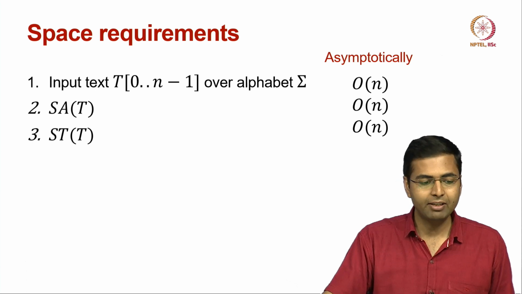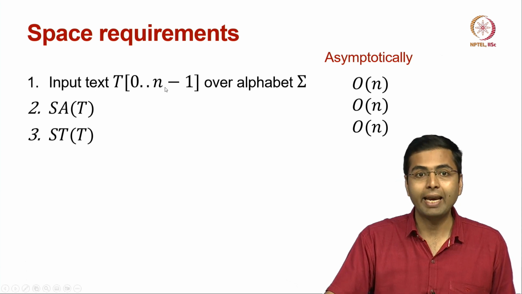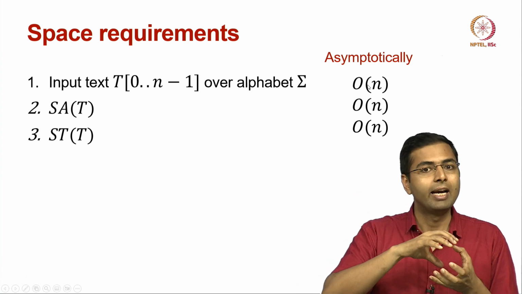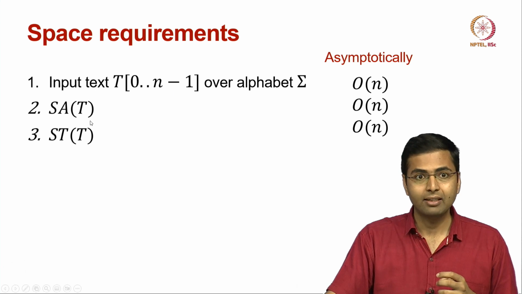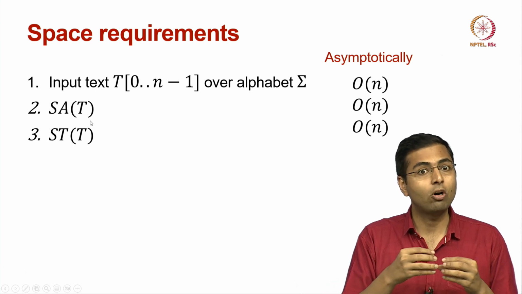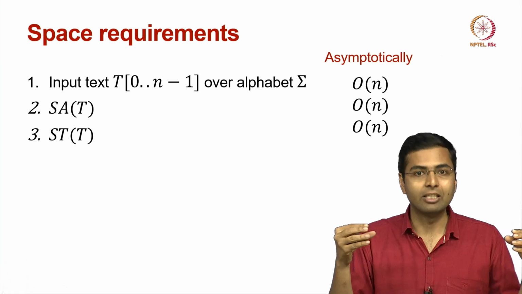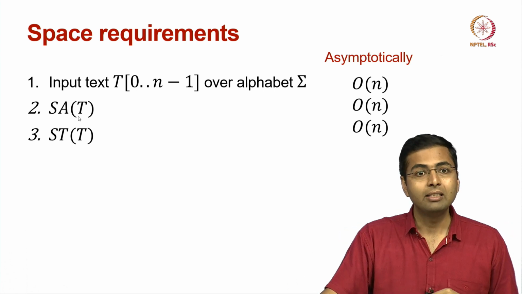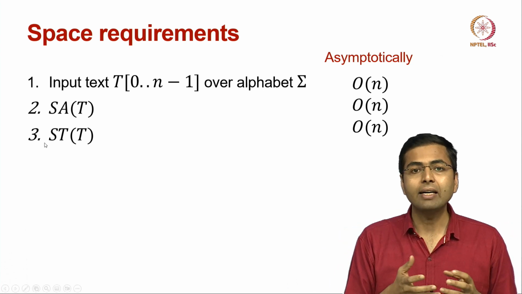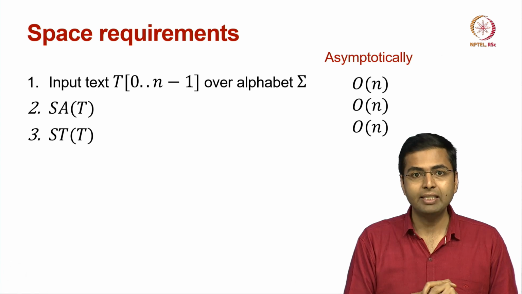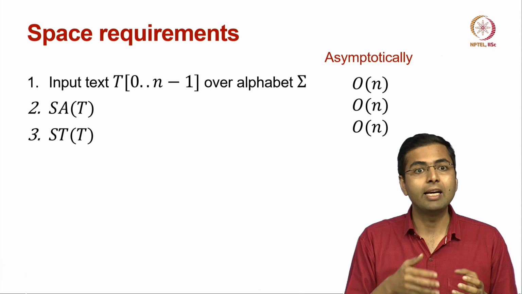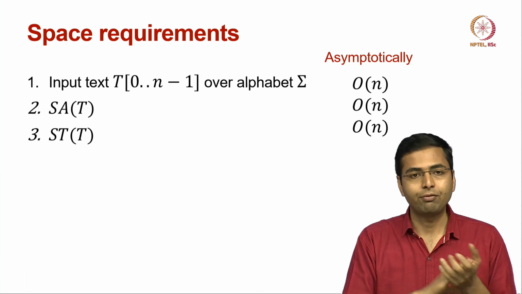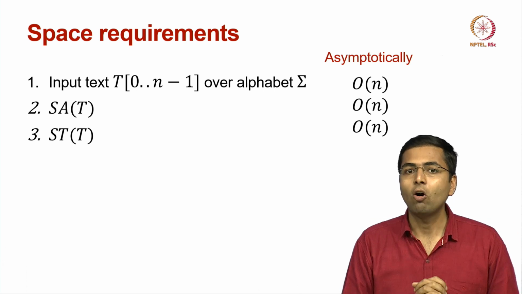For example, I can say that for an input text of length n, if I want to store the input, it will take order n space. If I want to store the suffix array, it will also take order n space, because all I am storing is n integers. In suffix trees we also proved that the space requirement is linear. So asymptotically all three, the input text, suffix arrays, and suffix trees, take order n space.